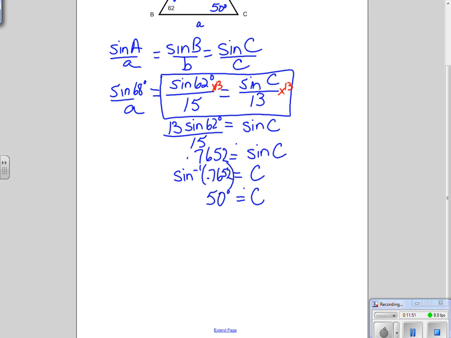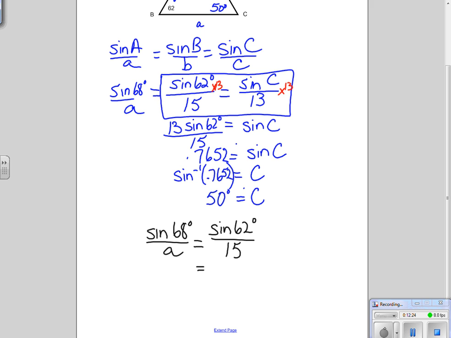So I want to solve now sine 68 over A equals, and I'm going back to the ratio that I know entirely, sine of 62 or B over little b, which is 15. So I'm going to solve that ratio now and find the A that I was looking for. We have a problem when we have the variable in the bottom. We need to multiply both sides by A and both sides by 15 at the same time. Some of you say cross multiply.